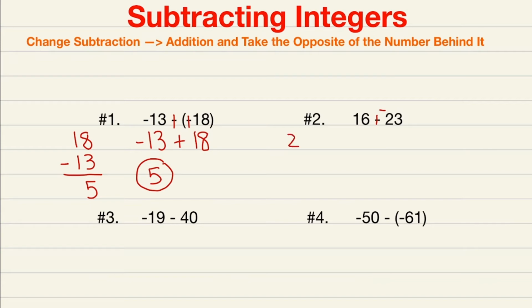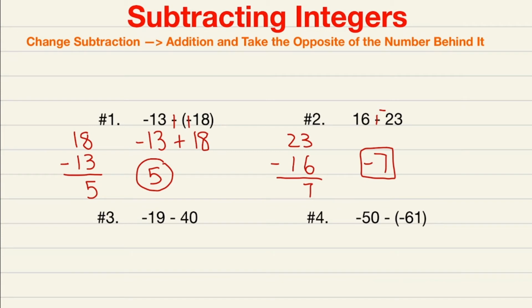So take your larger number minus your smaller number. 23 minus 16 is going to give us 7. And then go back and take a look at your larger number. Was it positive or negative? This time around, it was negative, which means our final answer also has to be negative. So we get negative 7 for number 2.